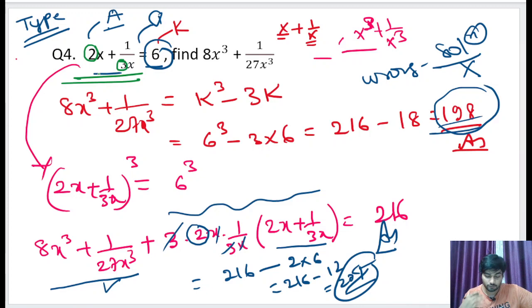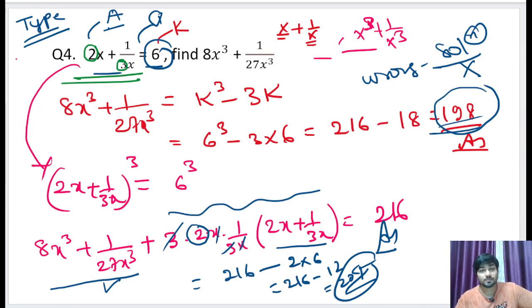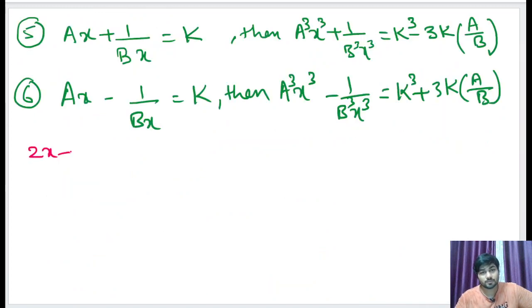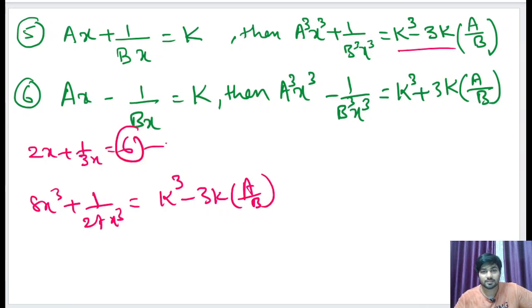Now, it's my duty to explain to you. See, what was the question there? It was given 2x plus 1 upon 3x is equal to 6. Now, I need to find out 8x cube plus 1 upon 27x cube. Let me use the formula that I have given you here, that is k cube minus 3k into a by b. My k here is 6, so it will be 6 cube minus 3 into 6. And what is my a? My a is 2. If we compare these two, you will see my a is 2 and my b is 3.